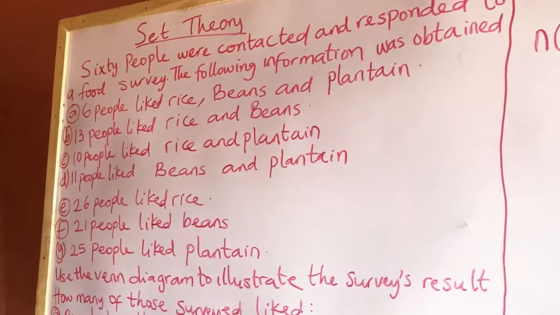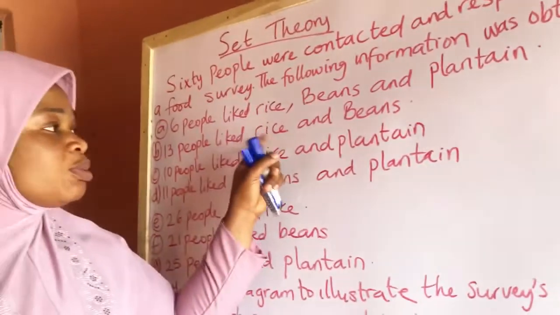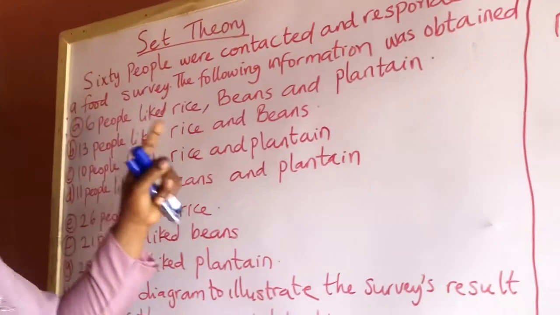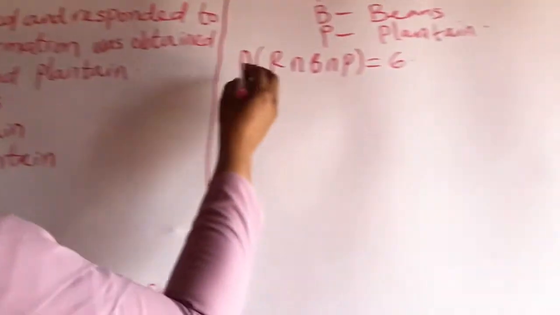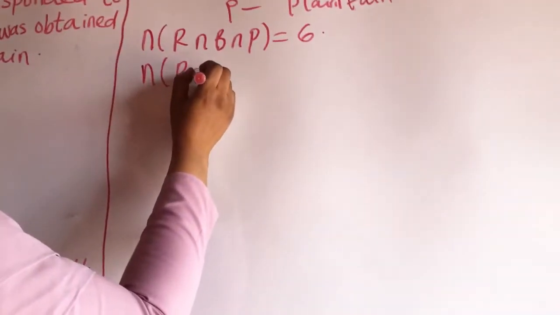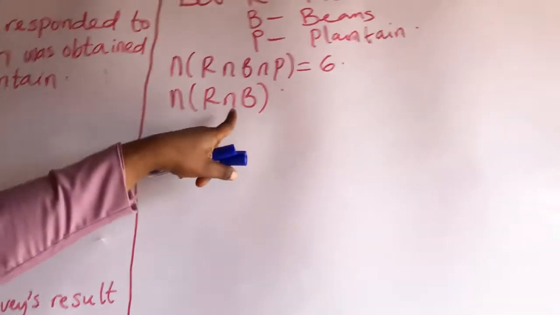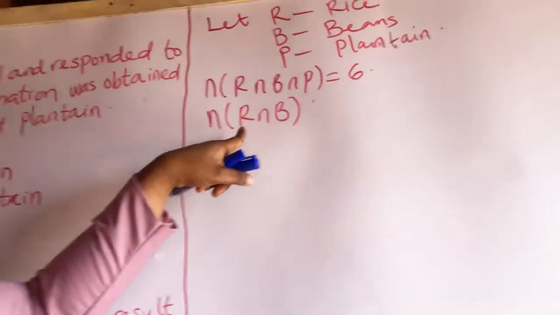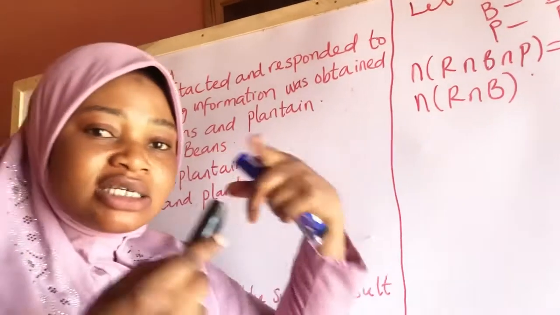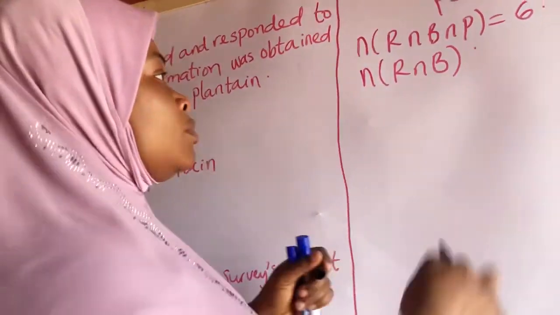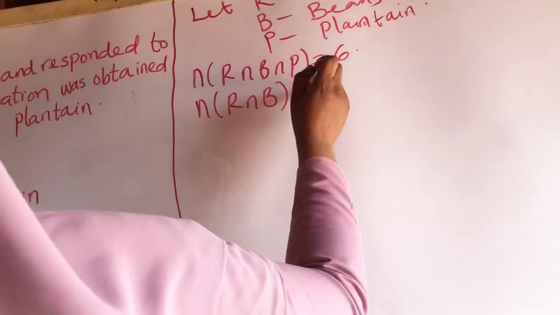30 people liked rice and beans. So those people that liked rice and beans, it means the cardinality of R and B. So this one doesn't mean rice and beans only. Out of those that liked rice and beans, we may still see those that liked beans and plantain out of them. So it's equal to 13.